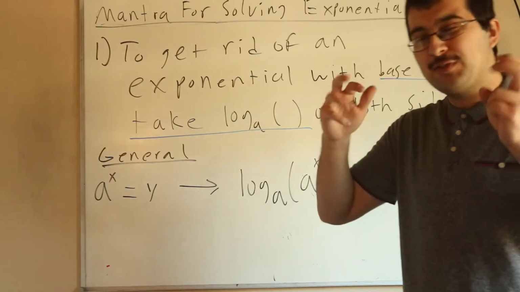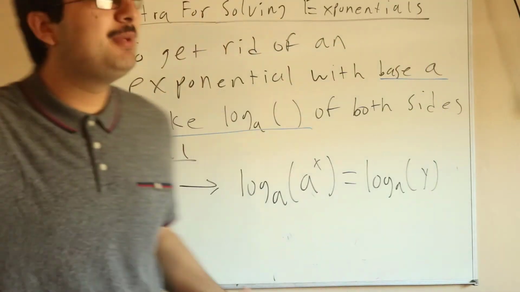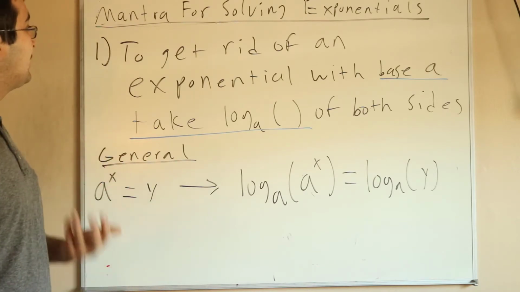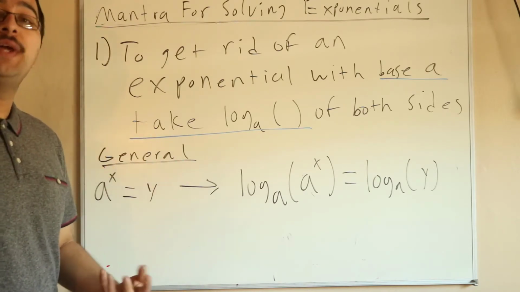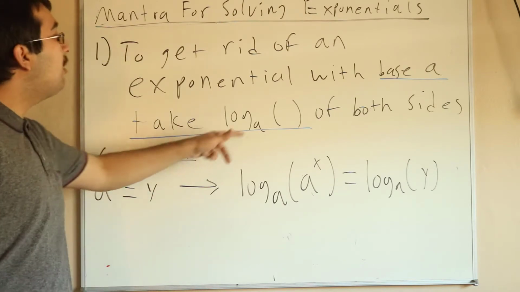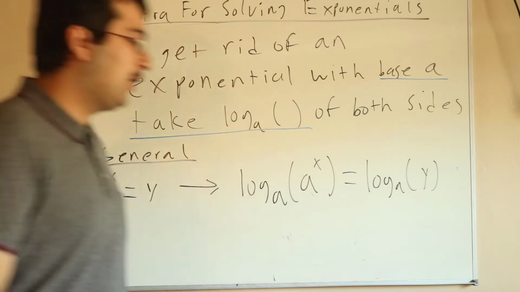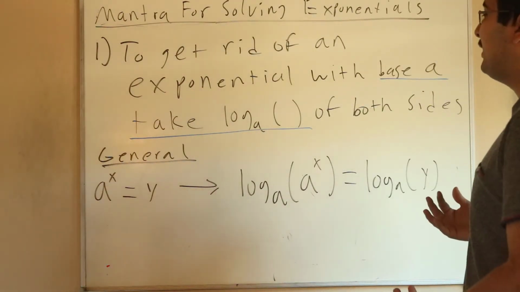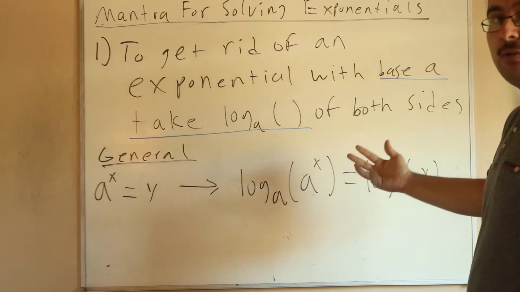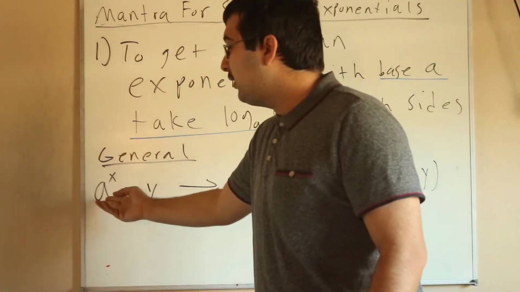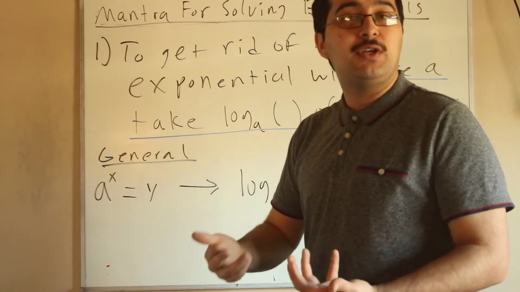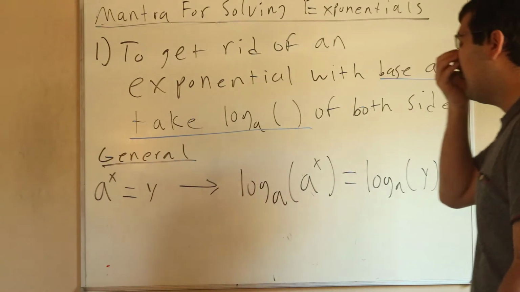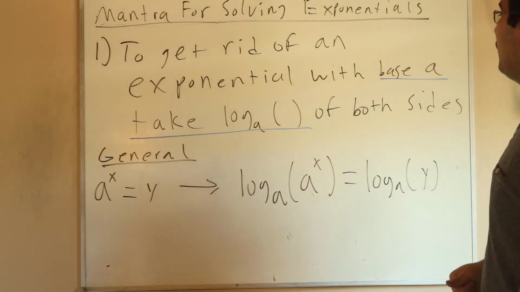Okay, so here's going to be that first mantra of the day I've already briefly mentioned. This will be our mantra or technique for solving exponentials, okay? It goes like this. To get rid of an exponential with base a, take log base a of both sides. Alright, so just to review the notation that's being used here. Base a, what is base a referring to? Well, in an exponential, like a to the power of x, a number to a variable power, that number, the base, that is our base a. Okay? So, that is the technique.